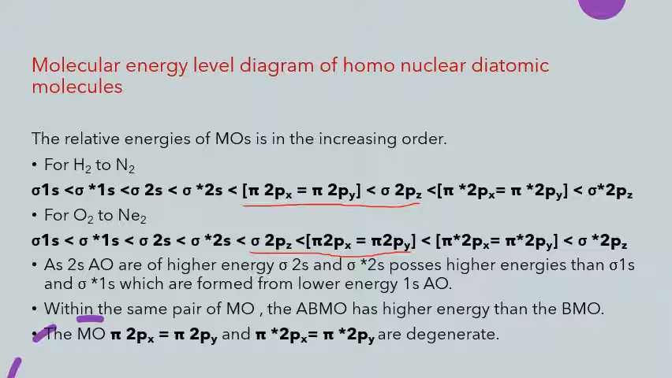As 2s atomic orbitals are of higher energy, sigma 2s and sigma star 2s possess higher energies than sigma 1s and sigma star 1s, which are formed from lower energy 1s atomic orbitals. Within the same pair of molecular orbitals, the antibonding molecular orbital has higher energy than the bonding molecular orbital. And the molecular orbitals of these two pairs are degenerate. So here it is given pi 2px equal to pi 2py and pi star 2px equal to pi star 2py. These are the degenerate orbitals.